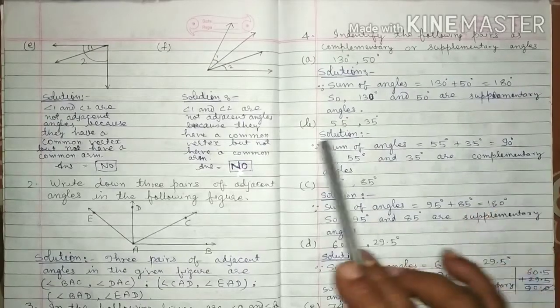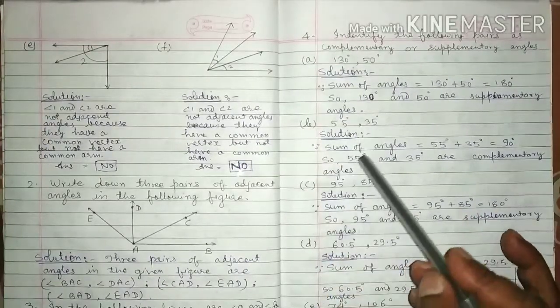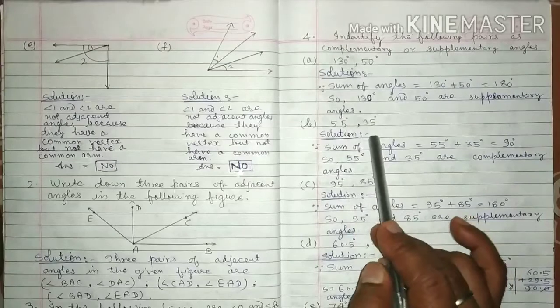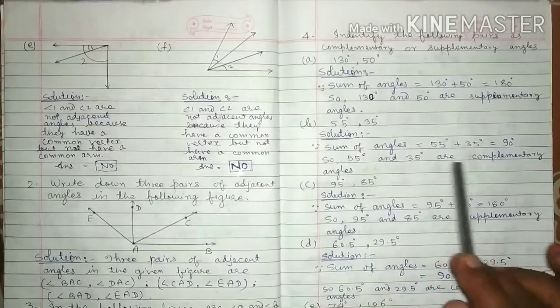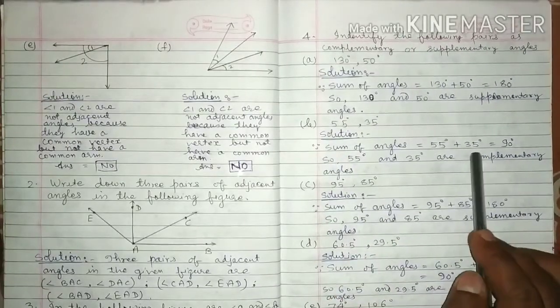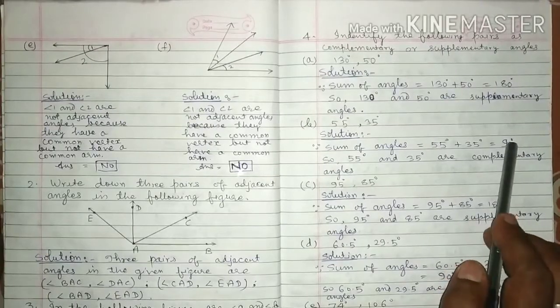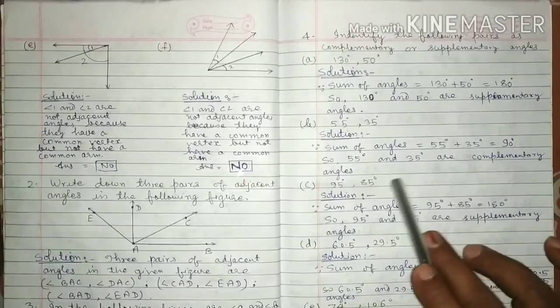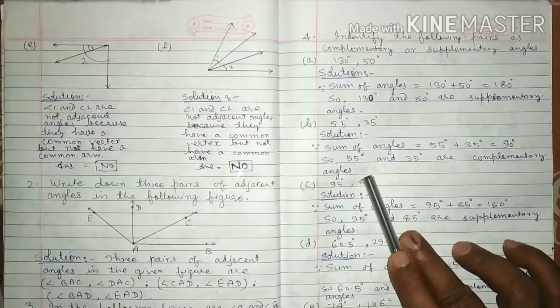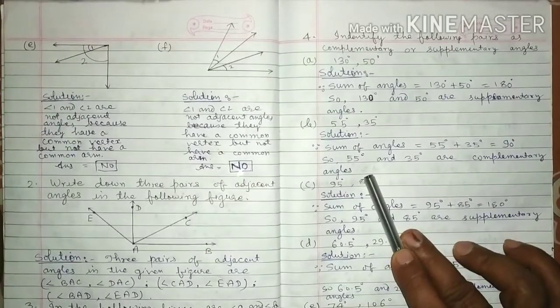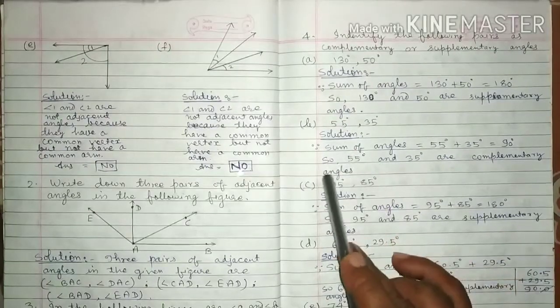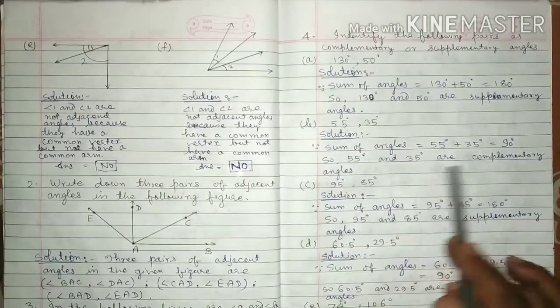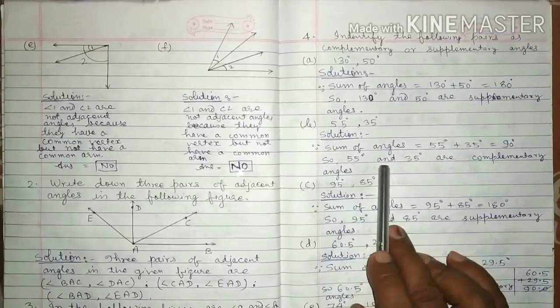Question number B. 55 degree, 35 degree. For the solution of this question, we write sum of angles equals to 55 degree plus 35 degree equals to 90 degree. So, 55 degree and 35 degree are complementary angles. Two angles are said to be complementary if their sum is 90 degree. So, 55 and 35 degree are complementary angle. This is the answer of question number B.